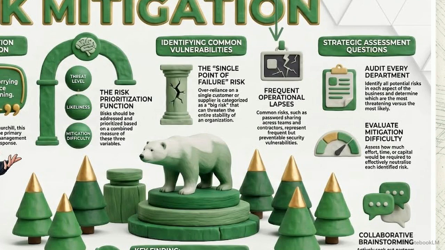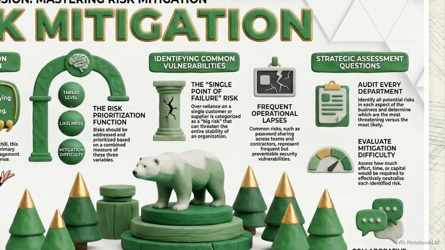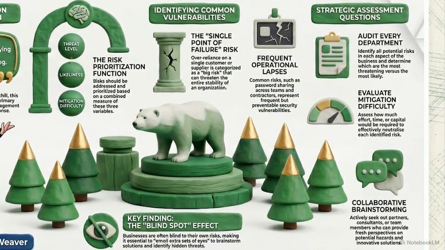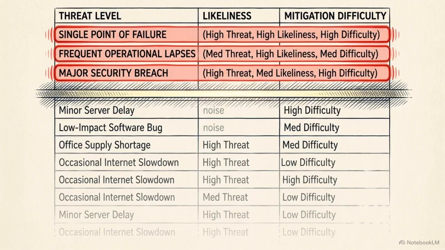The frequent operational lapses section shows highly likely risks. These are common but preventable vulnerabilities, like teams sharing administrative passwords with external contractors. The mitigation difficulty gauge represents the actual effort, time, and capital required to effectively neutralize each identified threat. Running every fear through this 3-variable function filters out the noise. It ensures you only spend your capital and attention on the risks that could realistically sink the company.